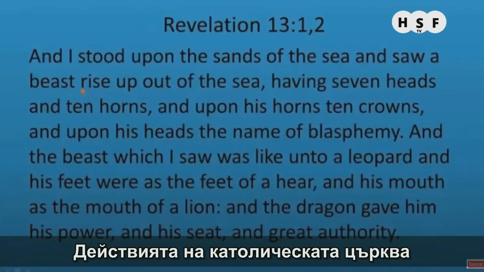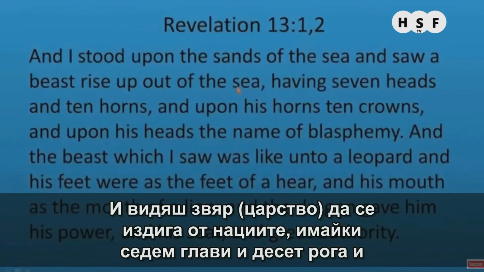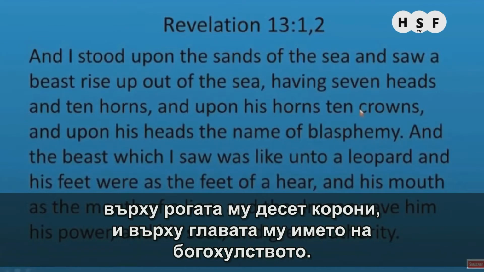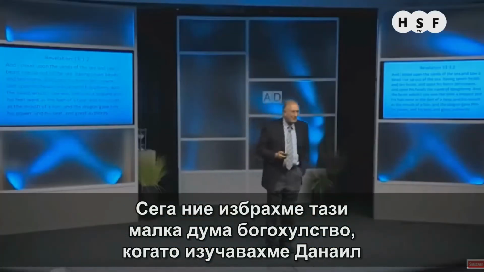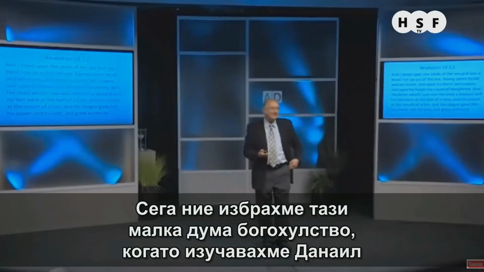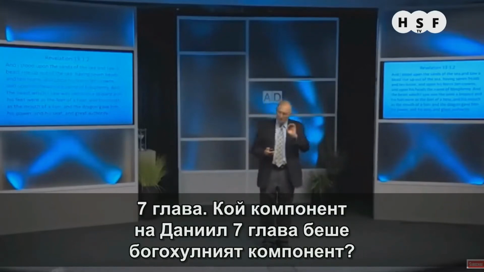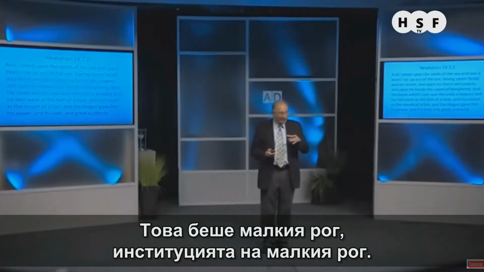And I saw a beast, a kingdom, rise out of the nations, having 7 heads and 10 horns, and upon his horns 10 crowns, and upon his head the name of blasphemy. Now, we picked up that little word blasphemy when we studied Daniel chapter 7. Which component of Daniel chapter 7 was the blasphemous component? It was the little horn power.